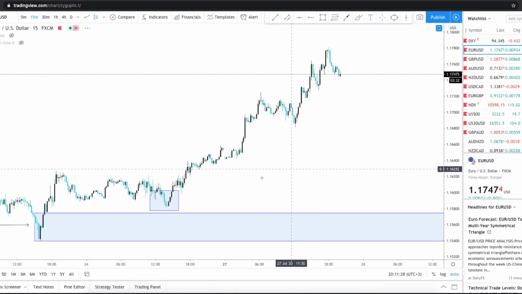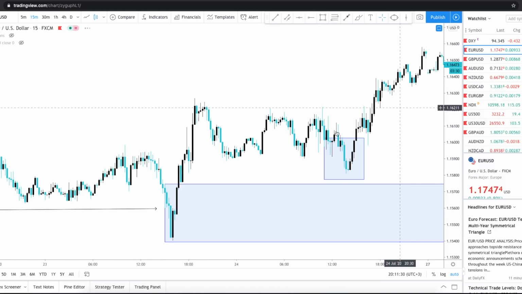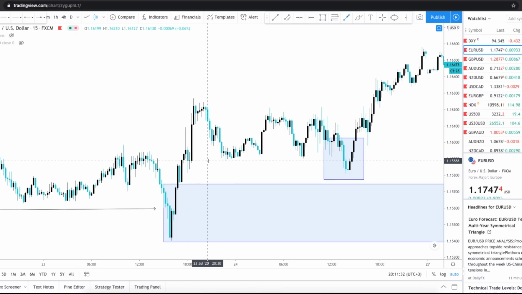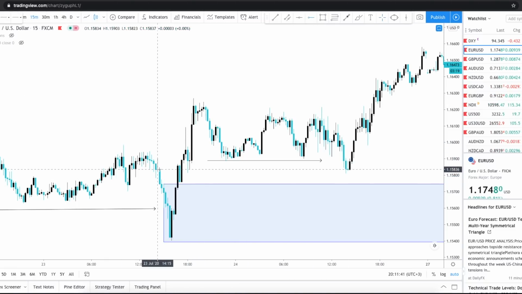you can take advantage of this right here. So you can see the price took out all these equal lows on the 15-minute time frame.